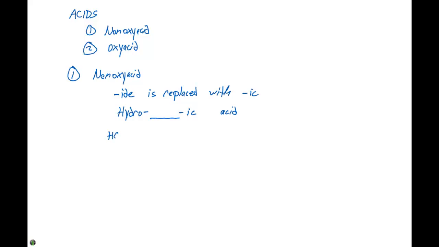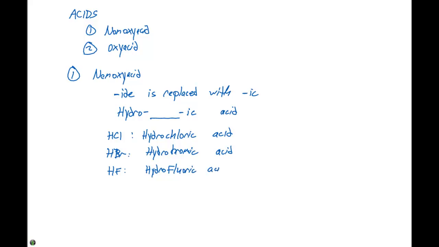So as an example, if we look at HCl, this is going to be hydrochloric acid. If we have HBr, we can say this is hydrobromic acid. Or if we have HF, we can say this is hydrofluoric acid. And I'm going to underline what I say when I talk about the parent structure up here.